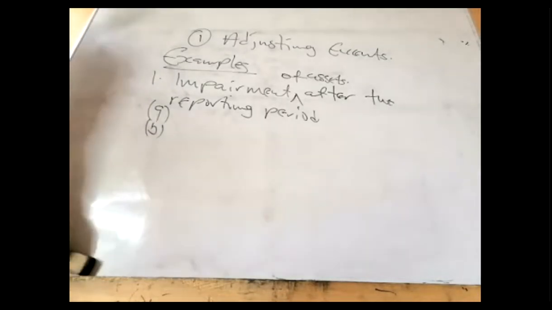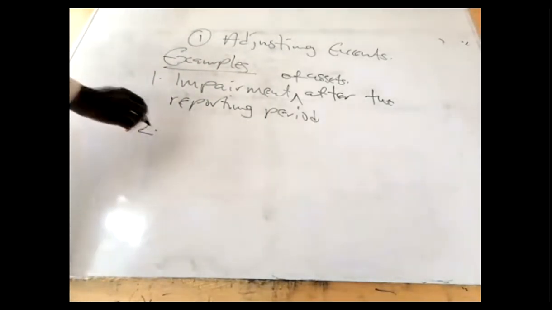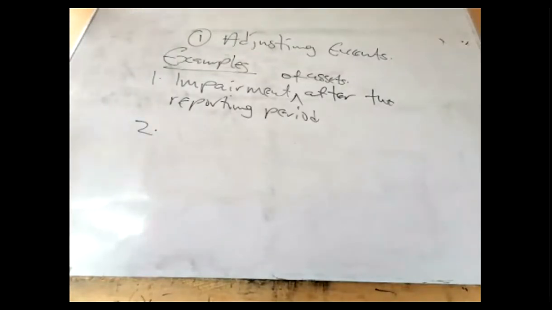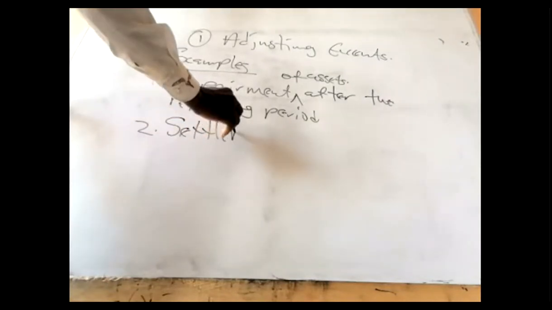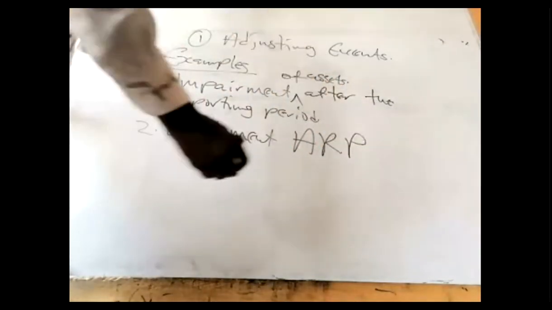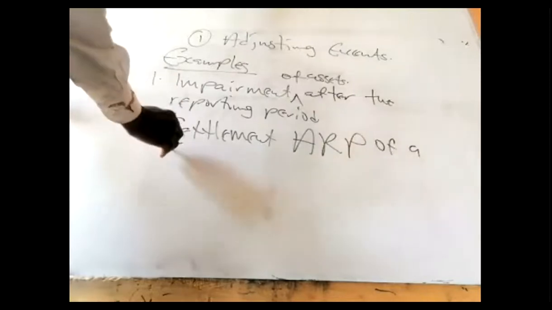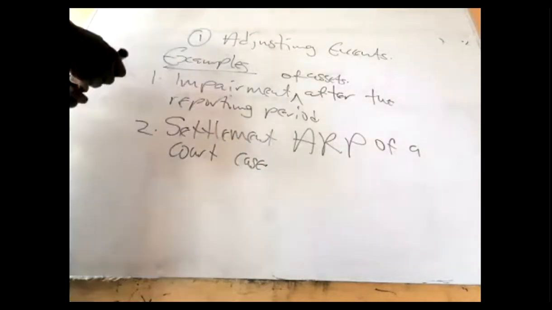Okay. Let's go to Example 2. Example 2 will be settlement after the reporting period of a court case. That suggests that the entity had a present obligation before the year end.